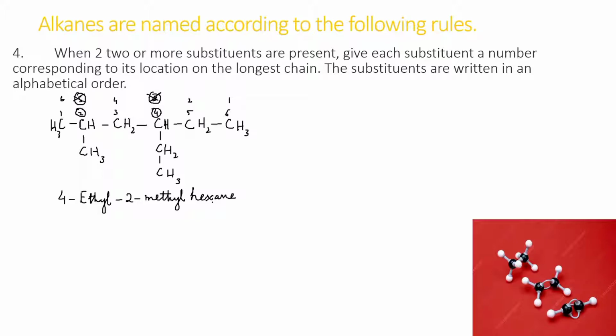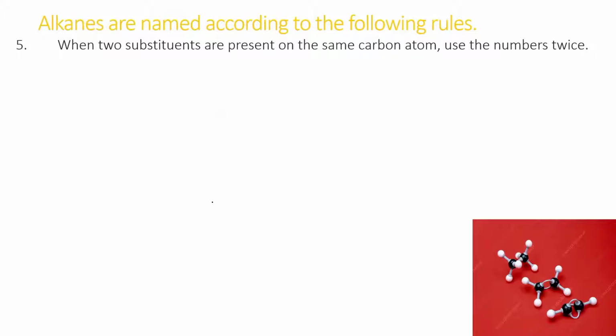So I hope this is clear. So we can move on to the next rule, which is that when two substituents are present on the same carbon atom, then use the same number twice.